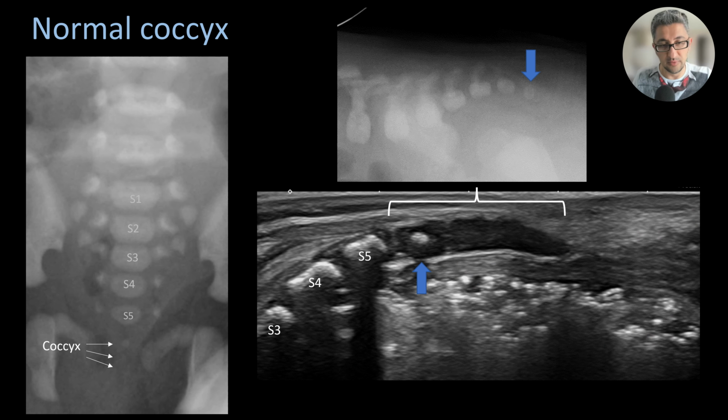Understanding the normal anatomy of the coccyx and variations is important because the anomalies here can be misinterpreted as spinal dysraphism. The coccyx is formed of 3 to 5 coccygeal vertebrae, usually rudimentary, as you can see here, still cartilaginous mostly, and we can see it as a hypoechoic structure. The first coccygeal vertebra is usually ossified at birth, and here we can see on the X-ray and ultrasound it has this typical round ossification center as opposed to rectangular ossification center in the sacrum.